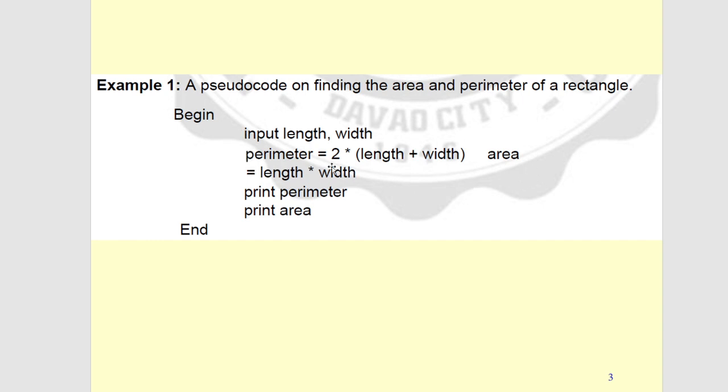Then process area equals length times width, sorry. Then print the perimeter and then print the area. So here, the area should be on the next line. It's a clerical error or typo error of the author.